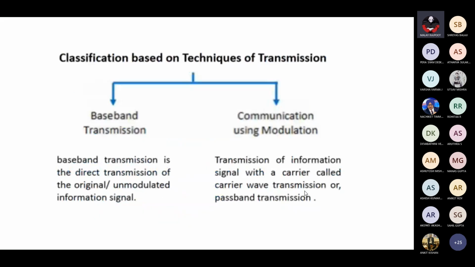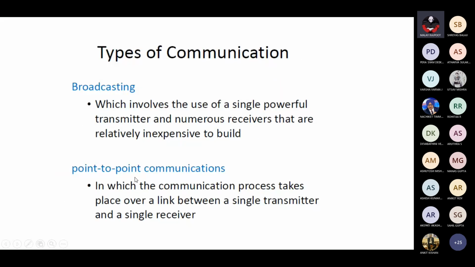So types of communication, again here we have broadcasting and point-to-point communication. Broadcasting involves the use of a single powerful transmitter and numerous receivers. And generally we know in radio and television we are using broadcasting. And point-to-point communication is one in which the communication process takes place over a link between a single transmitter and a single receiver. So that's point-to-point.